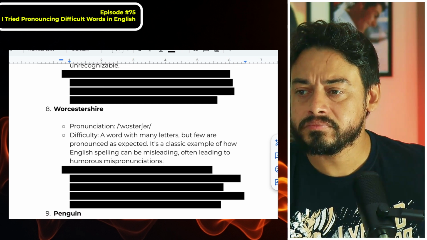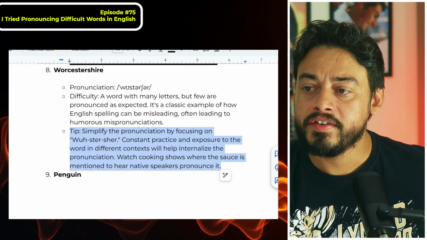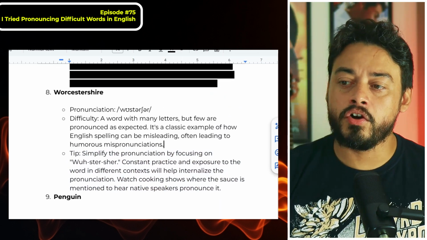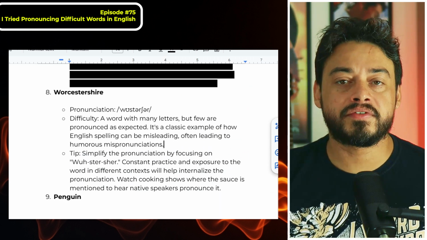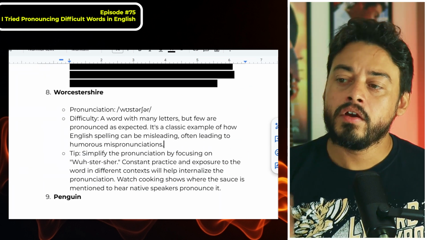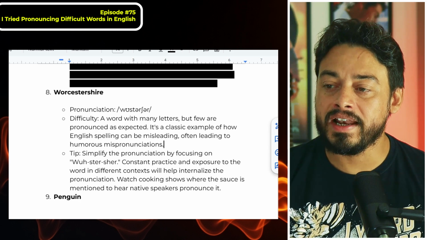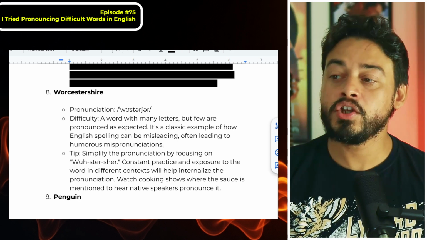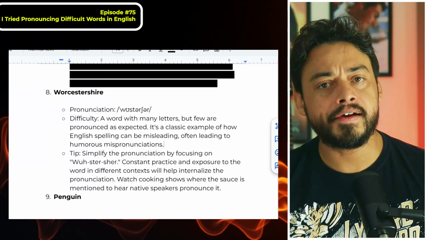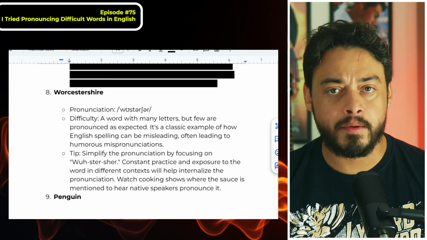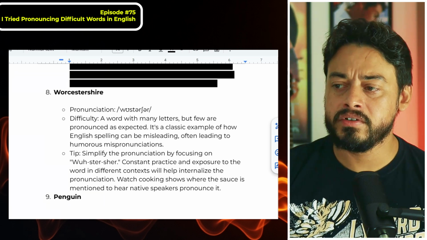But that's something to keep in mind. The tip: simplify the pronunciation by focusing on three main sounds that you make. Worcestershire. Constant practice and exposure to the word in different contexts will help internalize the pronunciation. Watch cooking shows where the sauce is mentioned to hear native speakers pronounce it. Huh, so apparently it's also a type of sauce. I thought it was just a place in England, but apparently it's also a type of sauce.